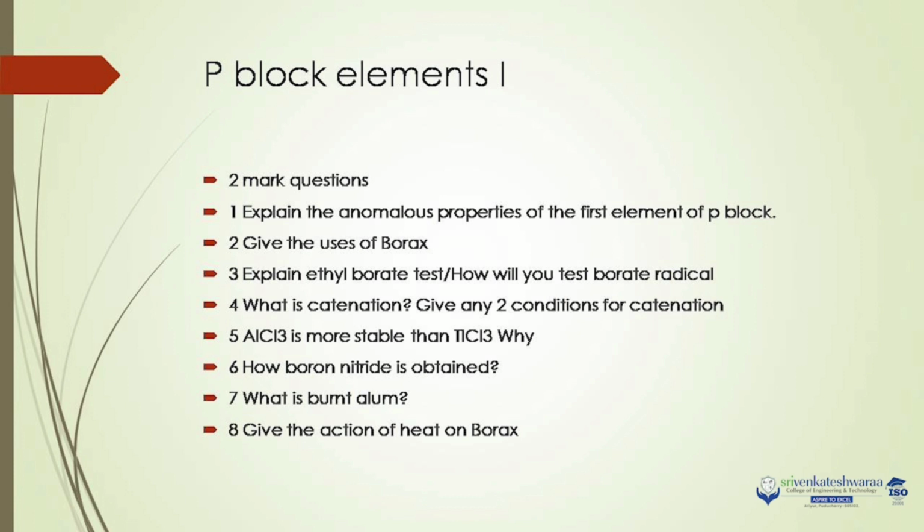Next, burnt alum. If you want to know about burnt alum, you should know about potash alum. What is potash alum? K2SO4, Al2(SO4)3, 24H2O. That is called potash alum. From alum stone treated with sulfuric acid, we prepare this potash alum. On heating strongly, all the water of crystallization is removed, where we get anhydrous potash alum, that is called burnt alum.